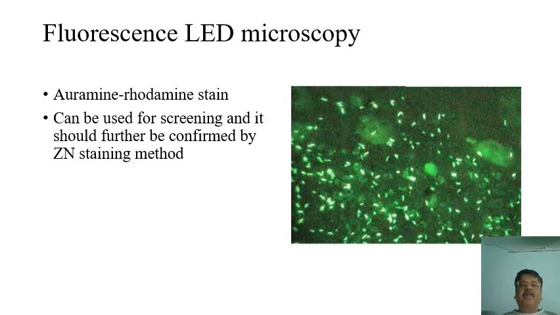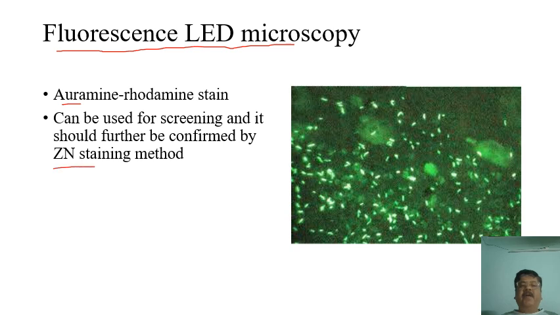Then there is another method of microscopy, that is called fluorescent or LED microscopy, in which the specimen smears are prepared and stained with auramine rhodamine stain, and seen under the LED microscope. You can see the auramine rhodamine stains the bacilli, and the entire background will be dark or greenish colored, and you can see the acid fast bacilli.